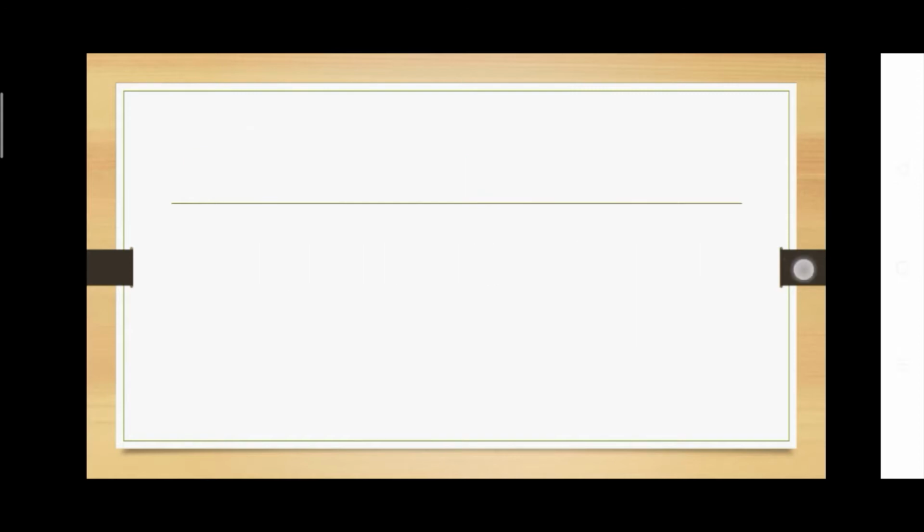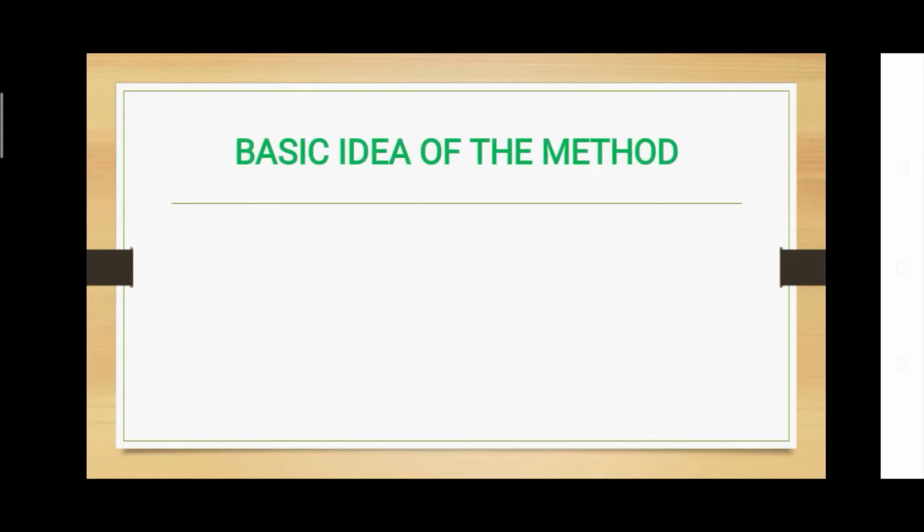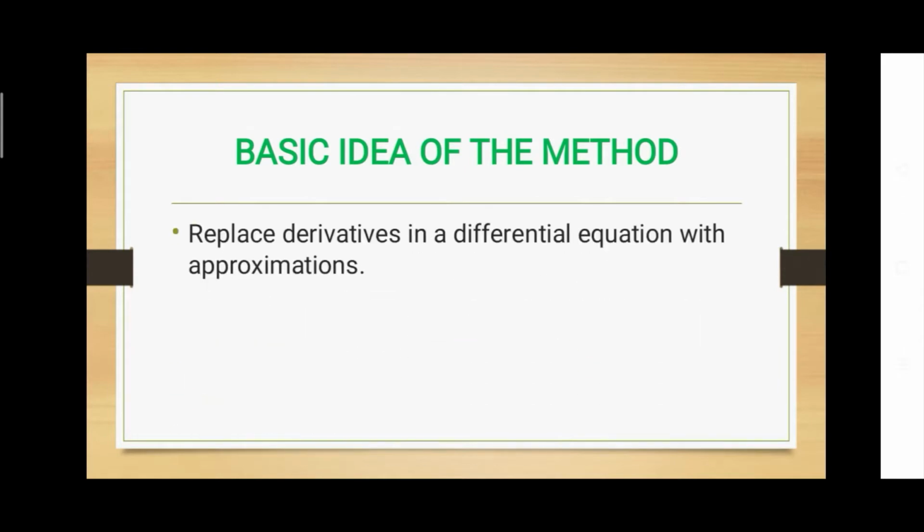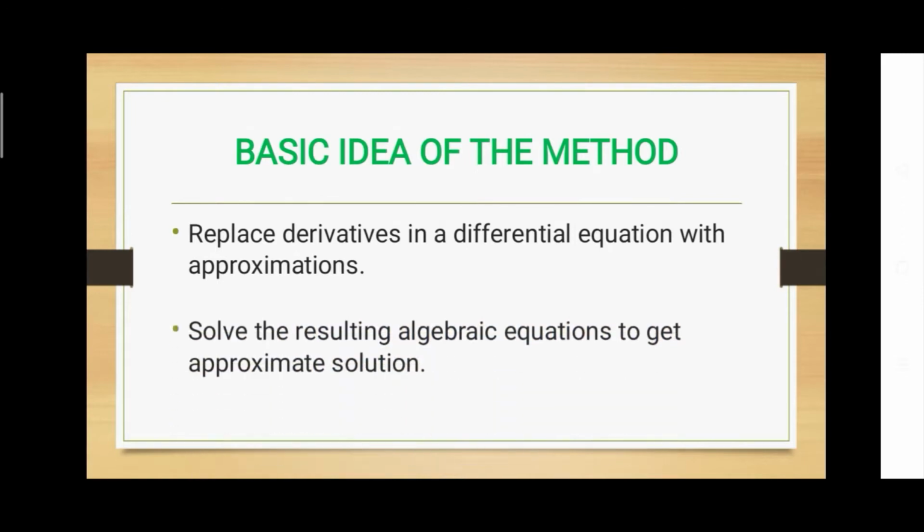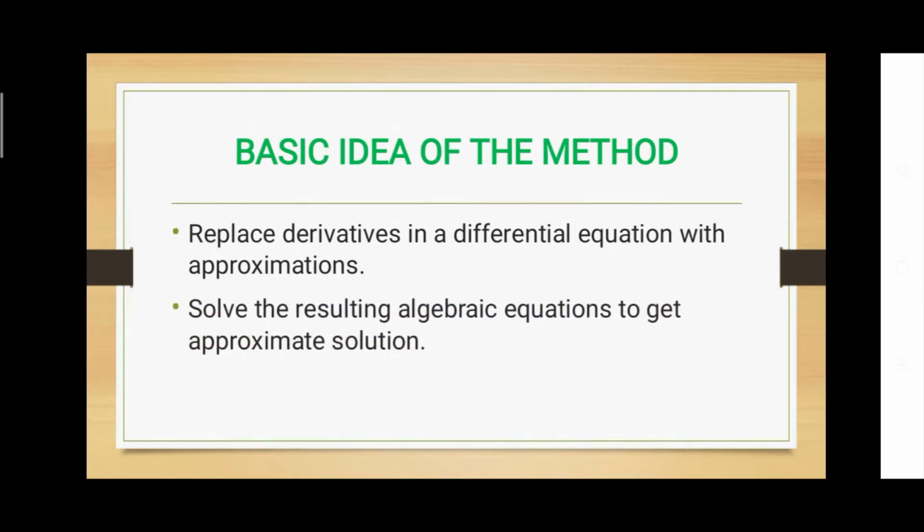The next slide is all about the basic idea of the method. First is to replace derivatives in a differential equation with approximations and solve the resulting algebraic equations to get an approximate solution. The finite difference method can also be applied to problems with different boundary shapes, different kinds of boundary conditions, and for a region containing a number of different materials.